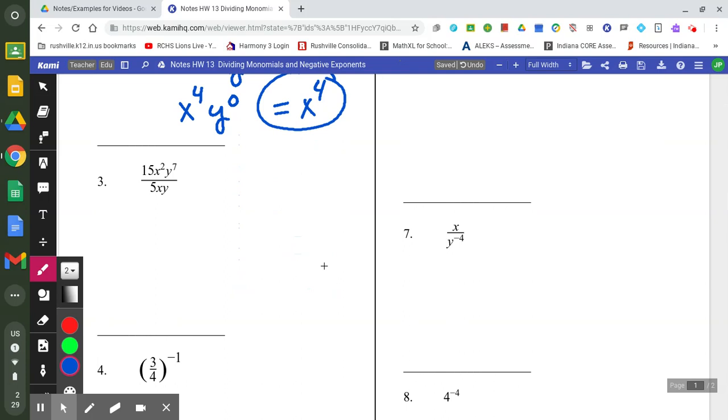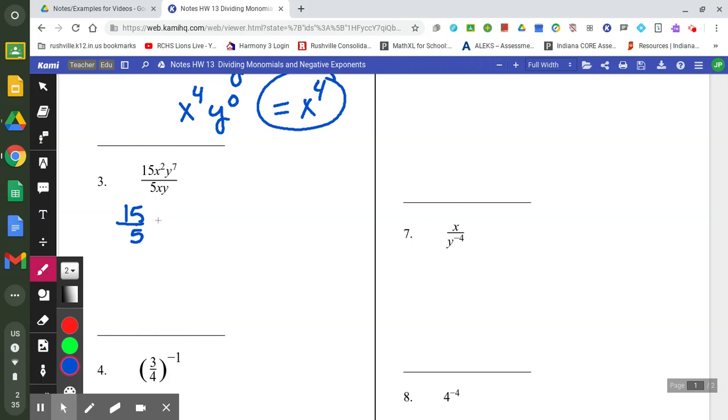Number 3 is just a little different because I have the 15 over the 5, and they don't have exponents directly attached to them. So those are going to be divided. So what I have is 15 divided by 5.